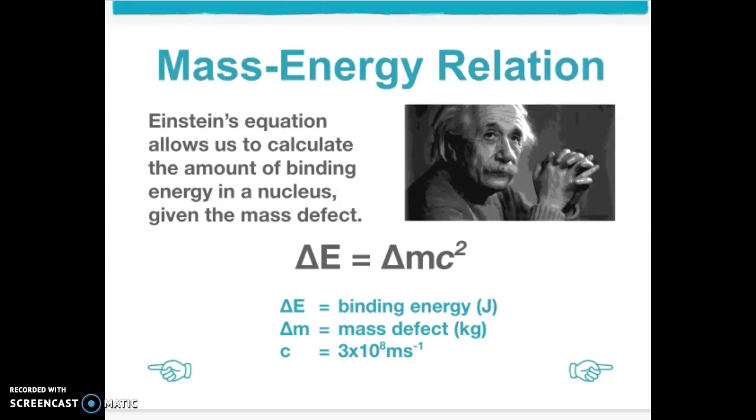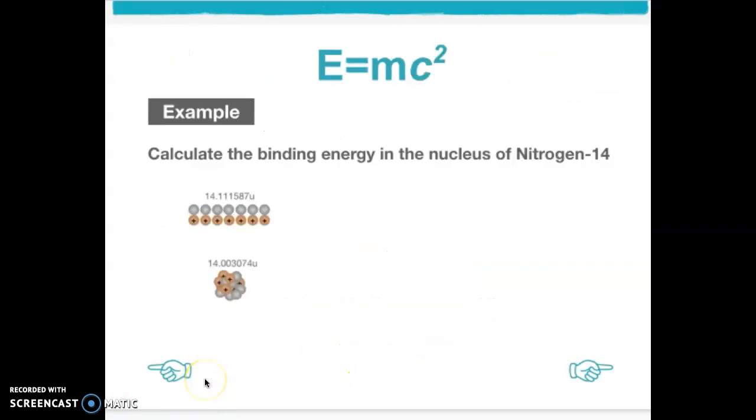Einstein came up with an equation which allows the calculation of the amount of binding energy in a nucleus. And that equation, which, as I stated before, you're probably familiar with, is delta E, binding energy, equals mass difference, or mass defect, times the speed of light squared. The speed of light being 3 times 10 to the 8 meters per second. So now you can calculate the binding energy for any nucleus.